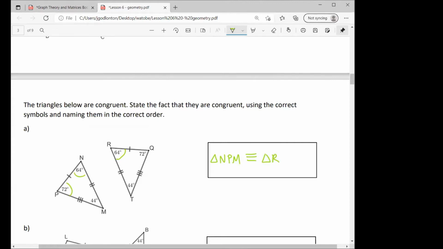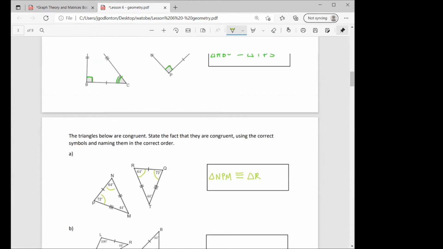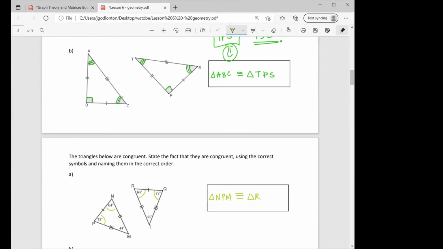P is 72, which is the same as Q. So we're going to write Q next. And then our last one is M, which is 44, and that's going to be T. So if your answer was NMP is congruent to triangle RQT, then you are 100% right.